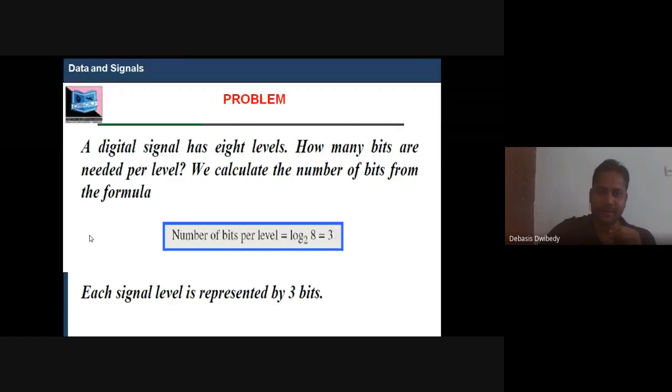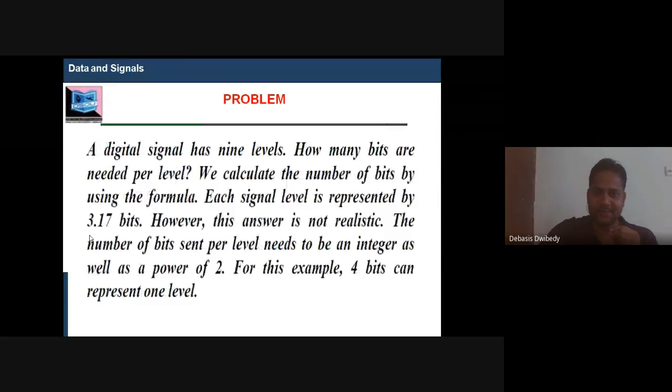If a digital signal has 9 levels, how many bits are needed per level? We calculate the number of bits by using the formula, that is log L to the base 2. If here I have 9 levels, then what will happen? log 9 to the base 2. Yeah, so each signal level is represented by 3.17 bits.